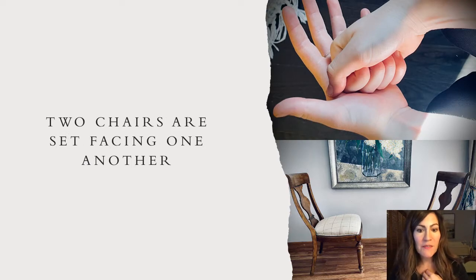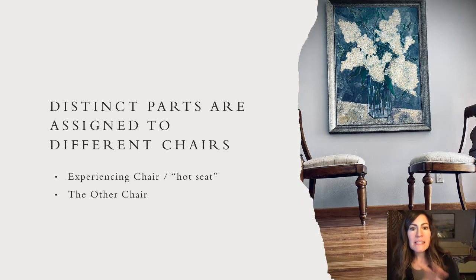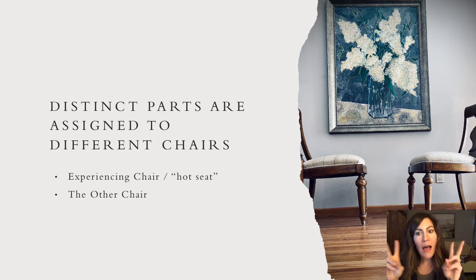So two chairs are set facing one another. Distinct parts are assigned to the different chairs. There's the experiencing chair, or the hot seat, where the client progresses and moves away from the incongruence and engages in some sort of internal exploration. And then there's the other chair, where the other parts, the other attributes or things are placed. They do very little experiencing, more reflecting what they're feeling. And the client switches between both chairs, embodying the part separately and completely.